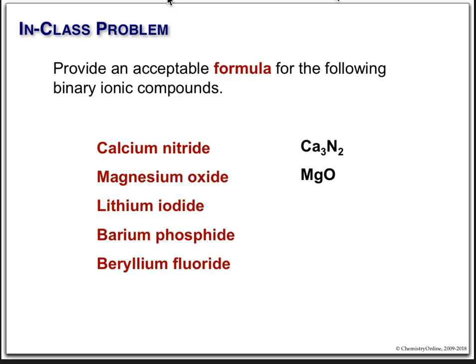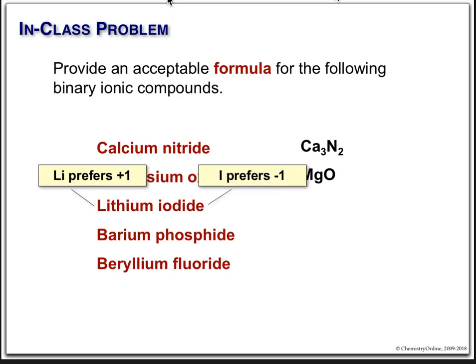Lithium iodide. Lithium lives over here in group 1, so it's a +1. Iodine lives here in group 7, so it will accept 1 electron, making it a -1. Once again, we have a 1-to-1 ratio, and we simply write LiI.